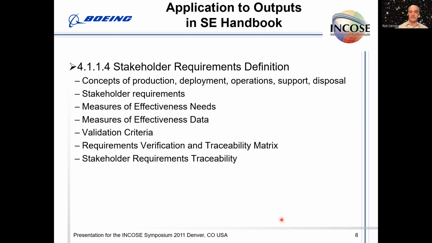So the first one in version 3.2 was stakeholder requirements definition. So I identified several work products. That's not actually the first process. This is just the first one I examined. Concepts of production, etc., stakeholder requirements, measures of effectiveness, needs and data, validation criteria, requirements verification and traceability matrix, and stakeholder requirements traceability. So these are work products from this process. And in the tables in the paper, I go through each of these with respect to all the measurement categories.